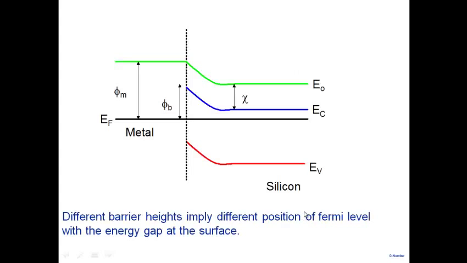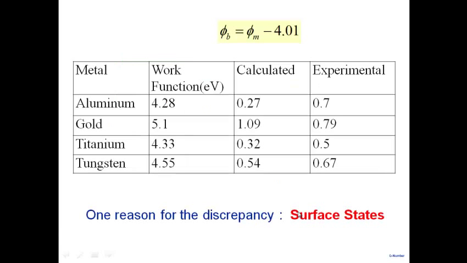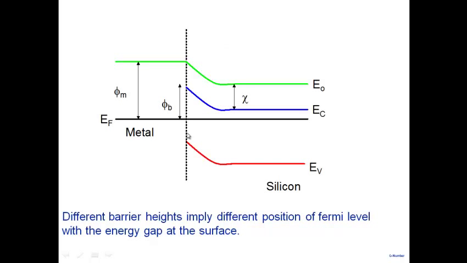So before that, just remember that different work functions imply different barrier heights, and they imply different positions of the Fermi energy at the surface. Right? The Fermi energy is there throughout, but suppose I look at the surface here. Surface of what? The surface of silicon. Because silicon, as you know, starts from here, and that's the end of silicon. So there's the surface of silicon, and following that there is metal.